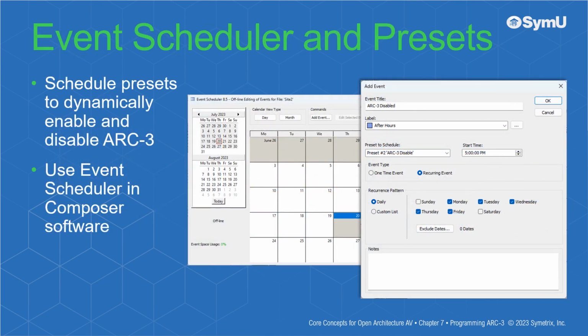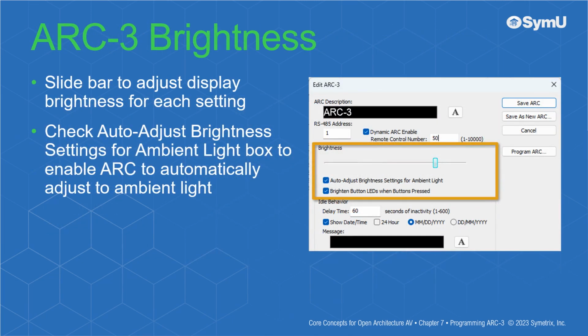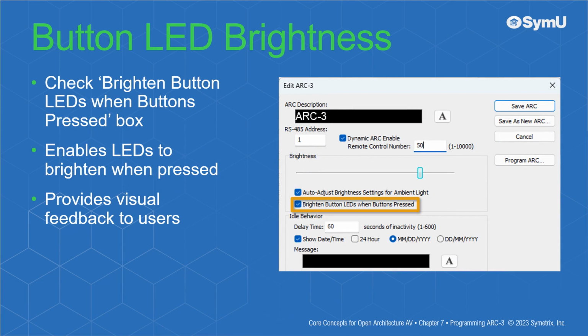The presets that dynamically enable and disable the ARC-3 can be scheduled using the event scheduler in Composer software. Slide the bar to adjust the brightness of the display for each setting. Check the Auto Adjust Brightness settings for ambient light box to enable the ARC to automatically adjust to a room's ambient light. Check the Brighten button LEDs when buttons pressed box to enable the LEDs to brighten when they are pressed.